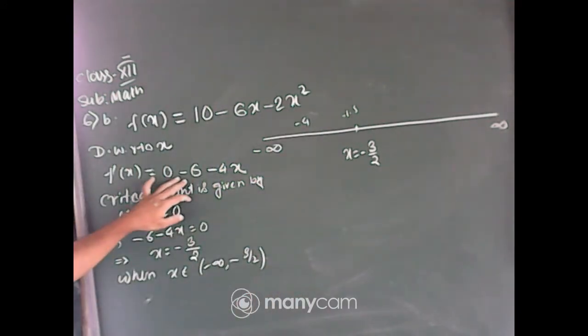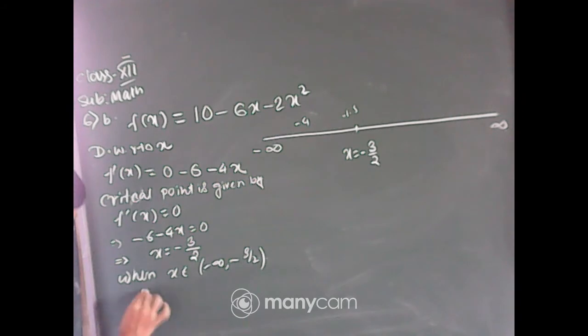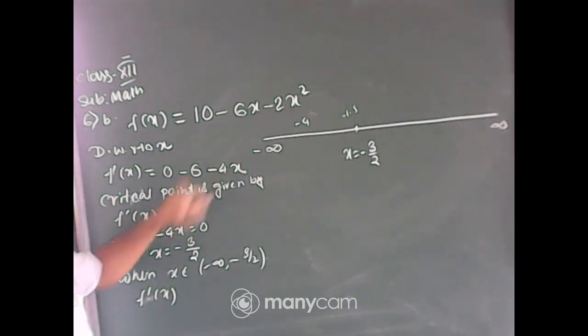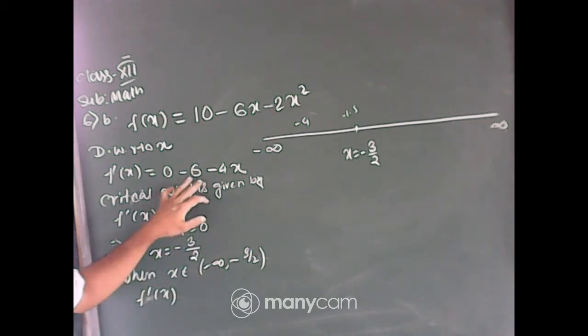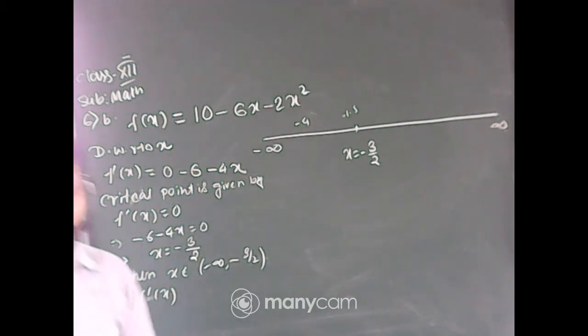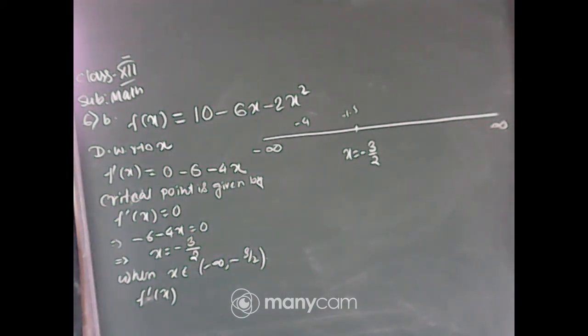Okay, then find the value of f'(x). Is it greater than 0 or less than 0? If I put x equal to minus 4 here, so minus 6 minus 4 into minus 4, the sign will be greater than 0 or less than 0. Tell me, the sign will be greater than 0 or less than 0? Negative? I don't think so. It will be, I think, positive.